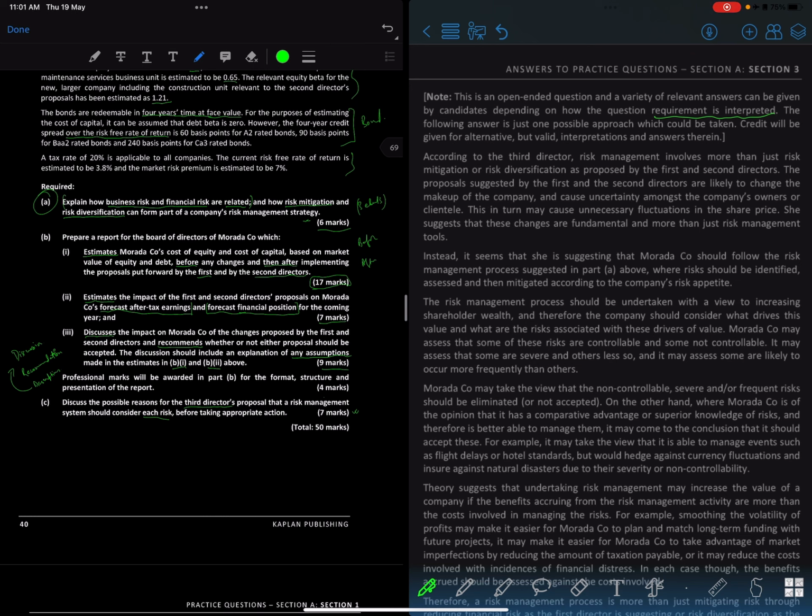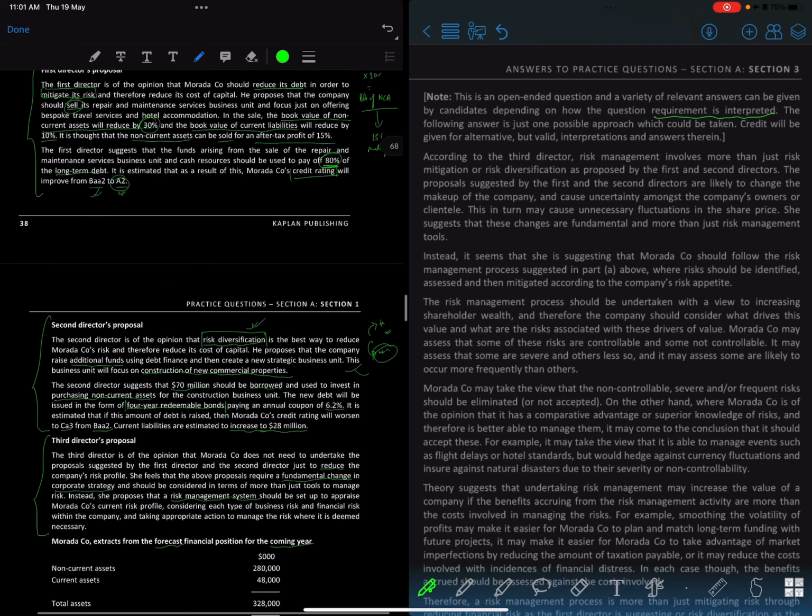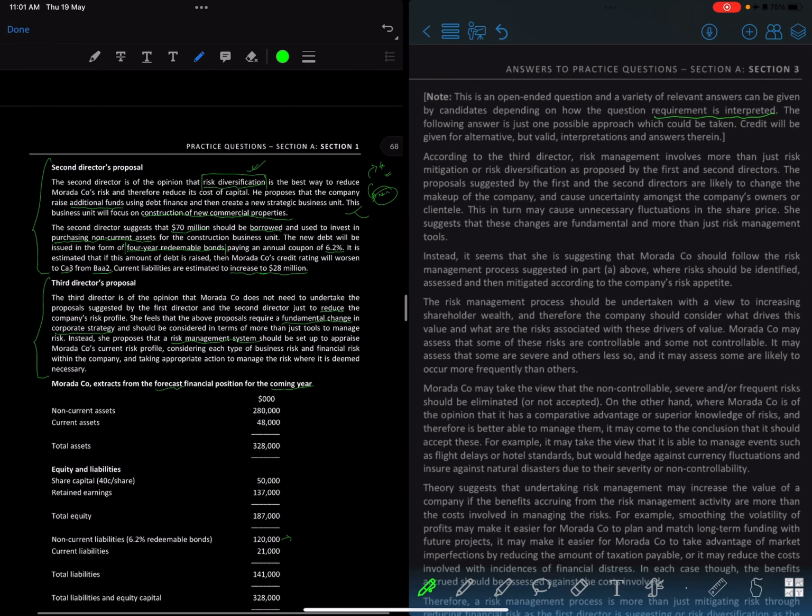The following answer is just one possible approach, so credits will be given for alternative approaches, right? So according to the third director, risk management involves more than just risk mitigation and diversification. Basically that's what it says over here, right? So she proposes that the company should not undertake the proposals suggested by the first and second director just to reduce the company risk profile.